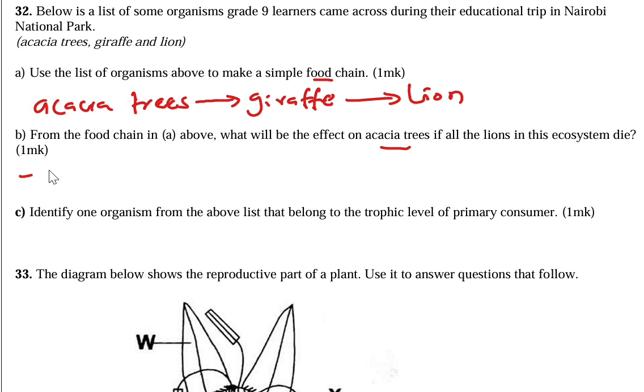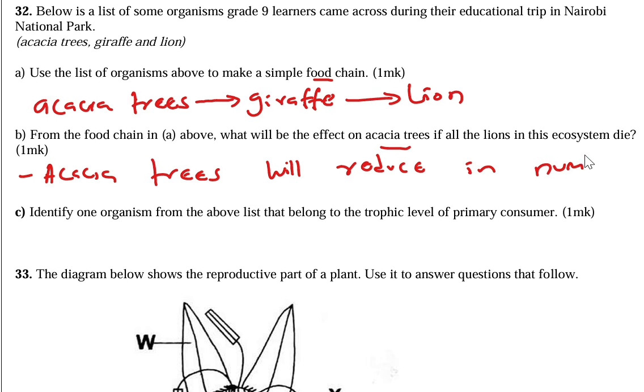So acacia trees will reduce in number due to overgrazing. So I've already explained. The reason is because we have more giraffes, so they will feed more on the acacia trees, hence they will reduce in number.